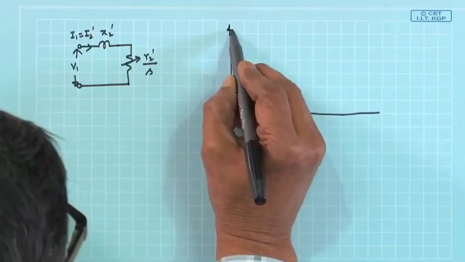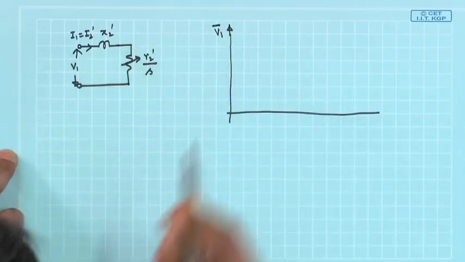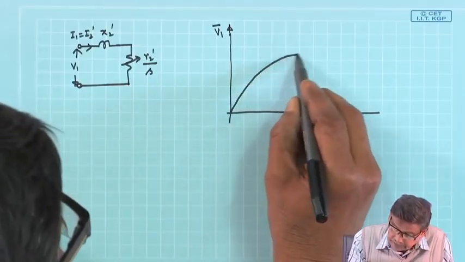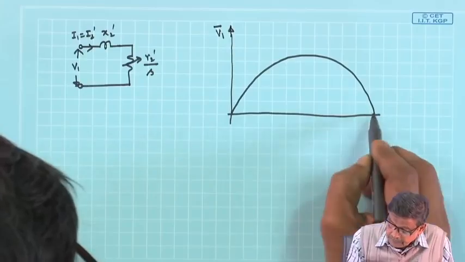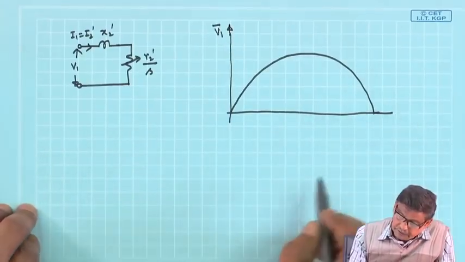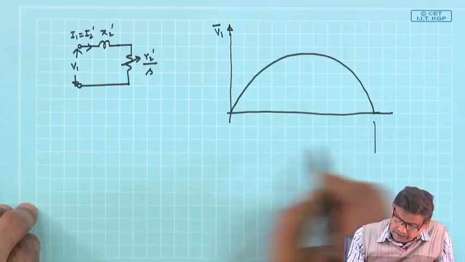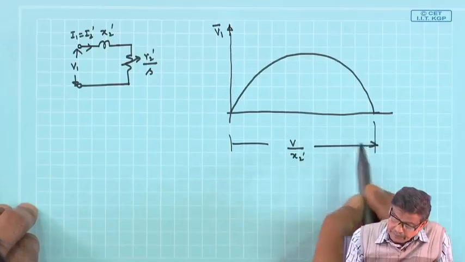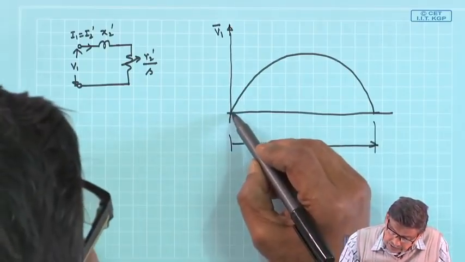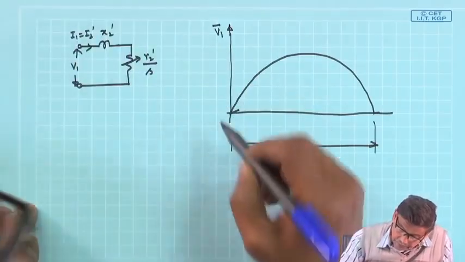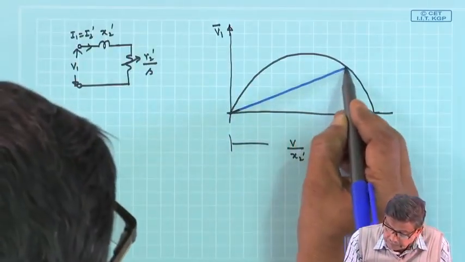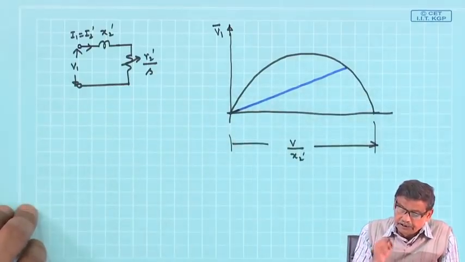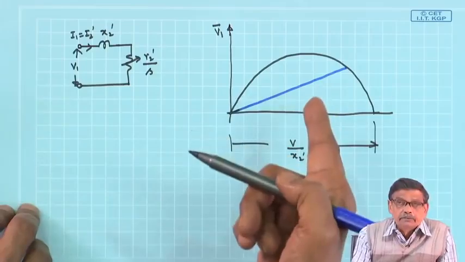Along this y axis we draw the voltage phasor, then the current phasor will be a circle like this. This is the current phasor. The diameter of this circle is of course V by x 2 dashed. Then at s equal to 1, standstill condition, you draw a line. On the perimeter of this circle, the tip of the current phasor drawn from the supply will lie.